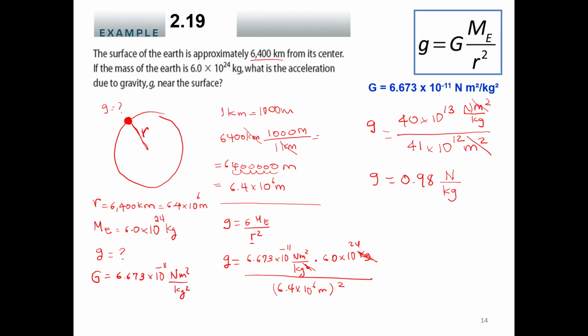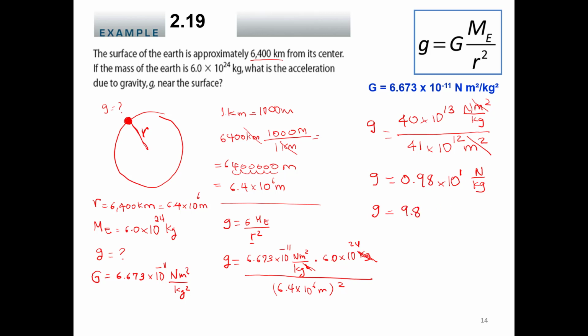And here I forgot the power of 10, sorry. Then 10 to the power 13 minus 12 will be 1. You don't need to write 1, but let's write it. Then we will have the unit. Then the G value, if we write this in standard notation, we just multiply by 10, and we will have 9.8.